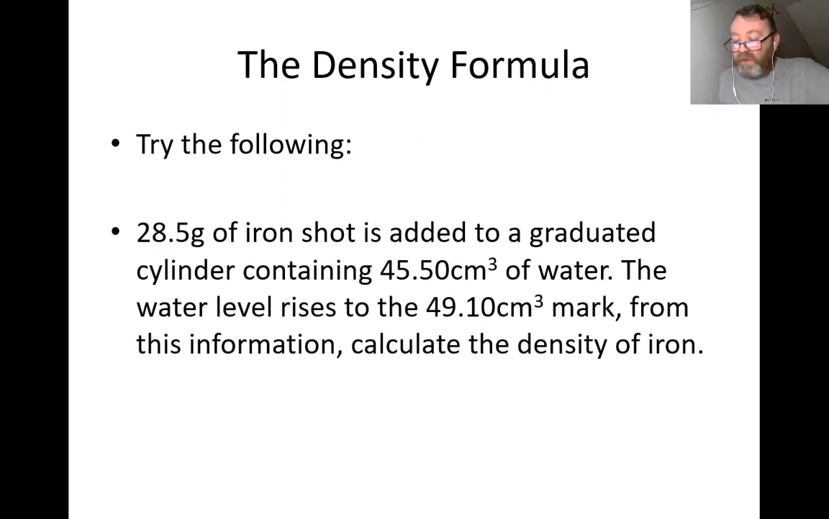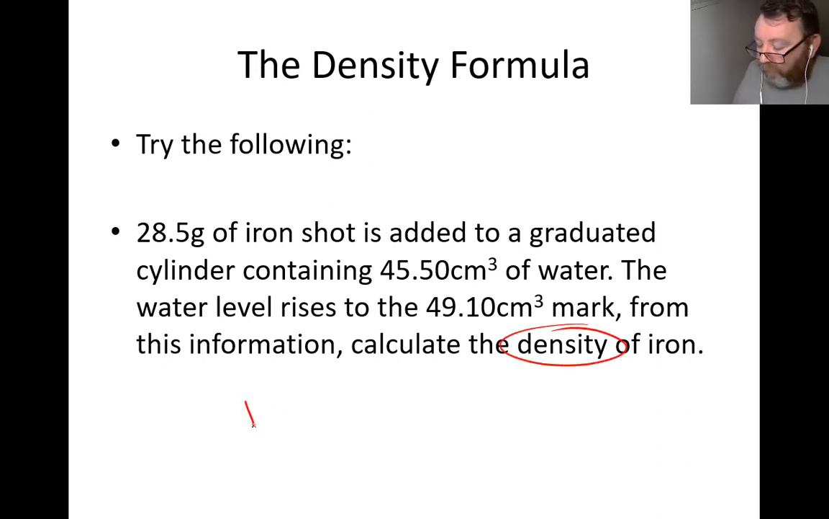28.5 grams of iron shot. Now, iron shot is basically tiny little spheres of iron that they use in a rifle, okay? It is added to a graduated cylinder containing 45.5 centimeters cubed of water. The water level rises to the 49.1 centimeter mark. So from this information, calculate the density of iron. Now again, what are we being asked to do? We're being asked to calculate the density.